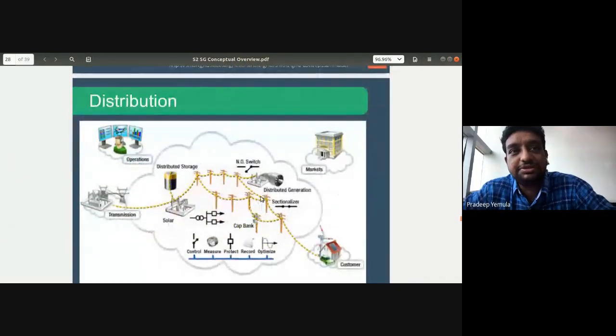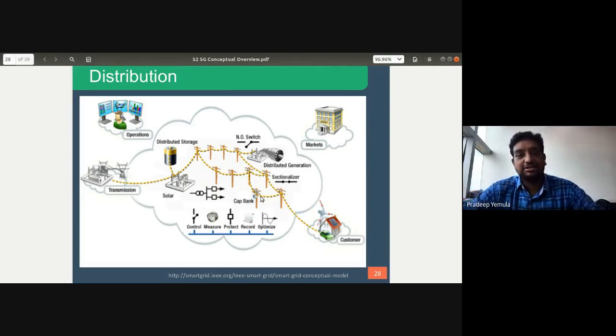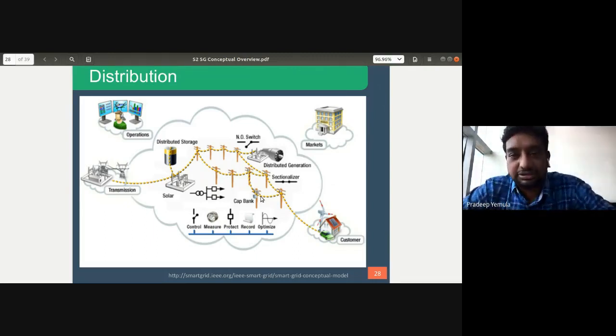Next, if you go to distribution domain, in the distribution domain, we have a distribution grid, as you can see, that yellow color grid. There is a storage, there is a solar, there is a distributed generation, capacitor banks, and so on. So this is basically controlling and operating at a distribution level.